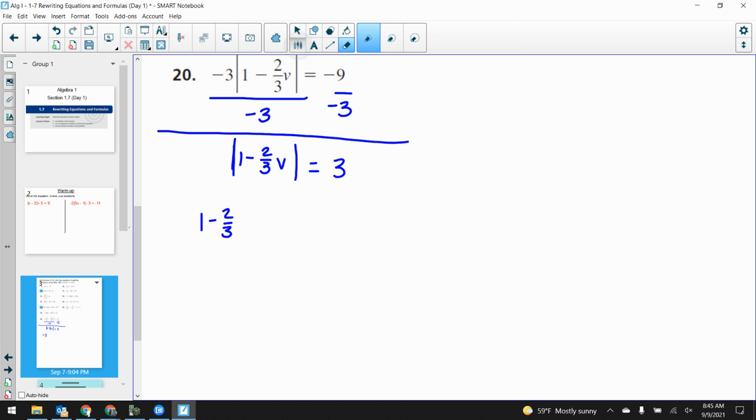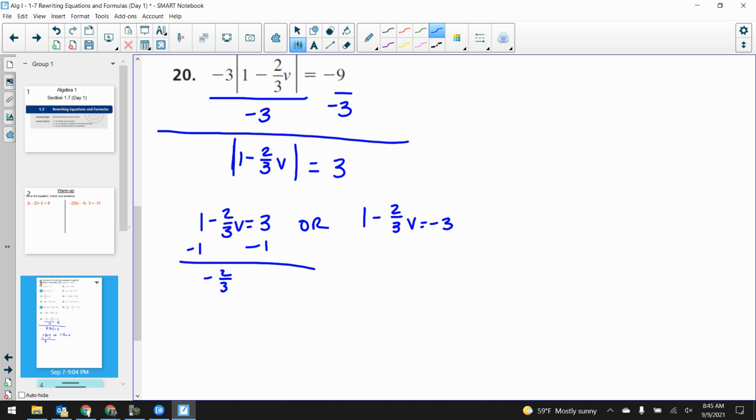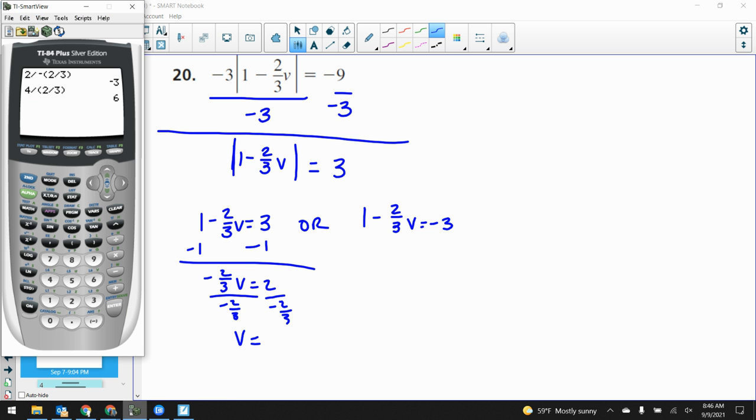1 minus 2/3 v is equal to +3, or 1 minus 2/3 v is equal to -3. Okay. Now we subtract the 1 over to the other side. Get -2/3 v is equal to 2. And then we divide by -2/3. 2 divided by -2/3 is -3.